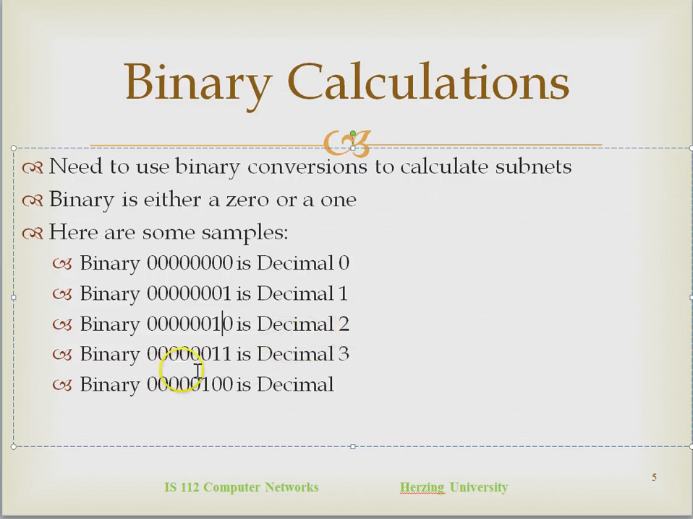The next number, which is 00000011, is actually the decimal number 3, because you have 1 in column 1, which is the ones position, and 1 in column 2, which is the 2 position. This last one here is actually decimal 4, because it is 2 to the second power, and 2 to the second power is 4.